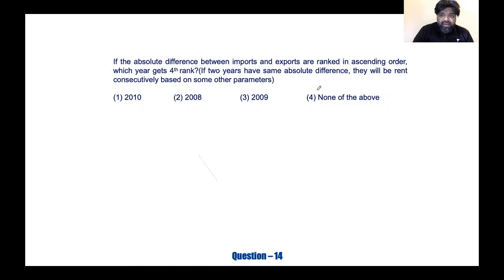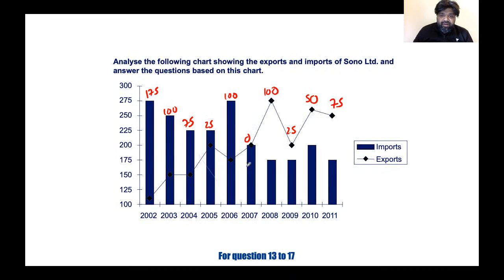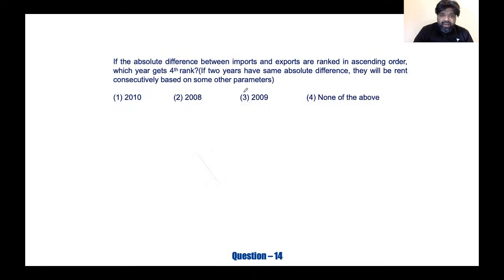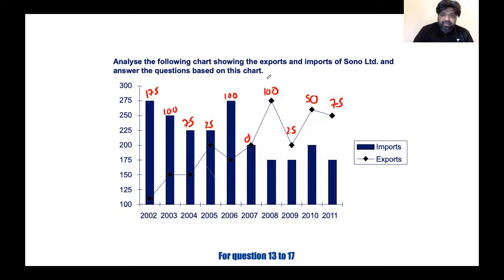If the absolute differences are ranked in ascending order, so this is first, this is second, this is third, and this should be fourth. So answer is 2010. Got it, guys? Ascending order में है तो 0, then 25, 25, then 50. That's it. What's the answer, guys? 50.